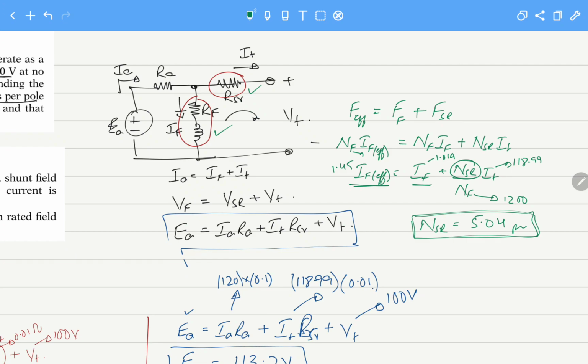It will not allow the voltage to fall down, but it will be a flat compounded generator at full load condition. It will be 100 volts, and at no load also it will be 100 volts.